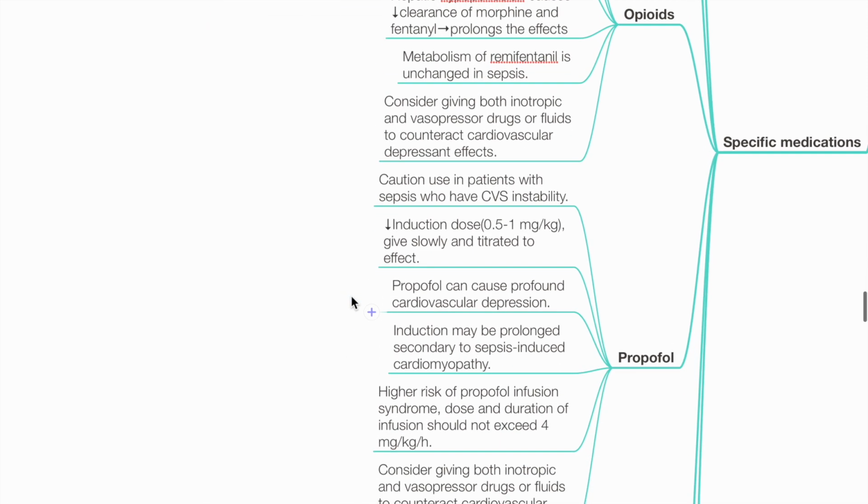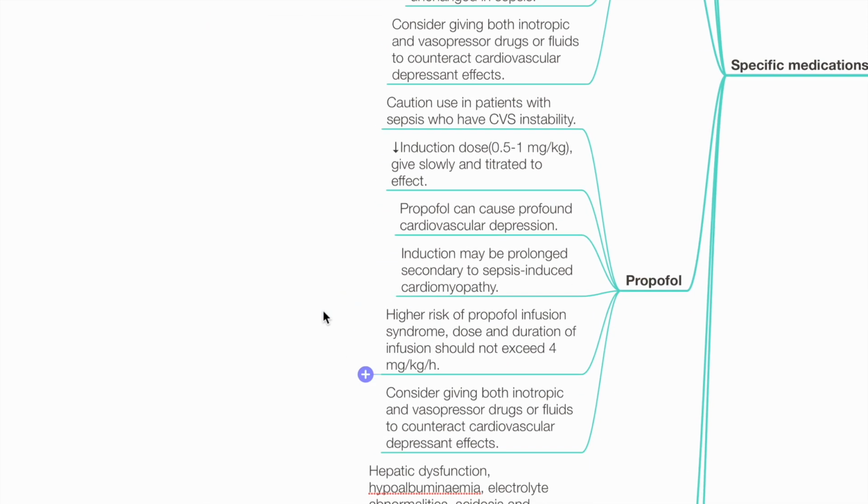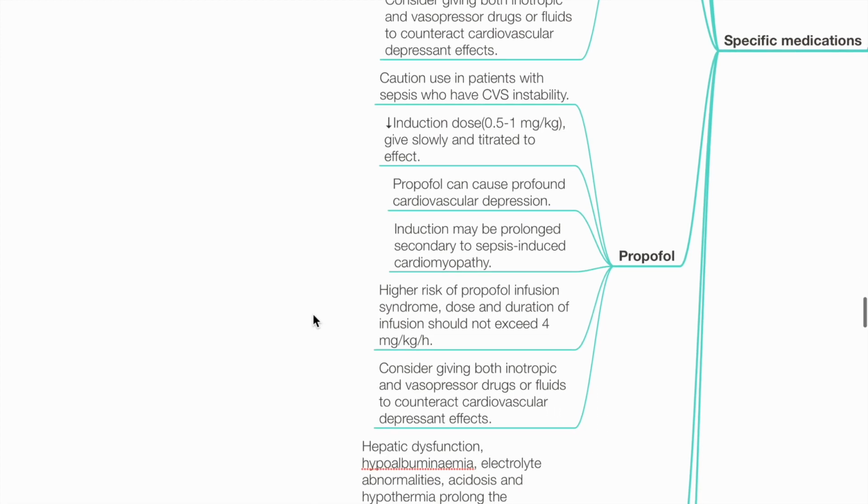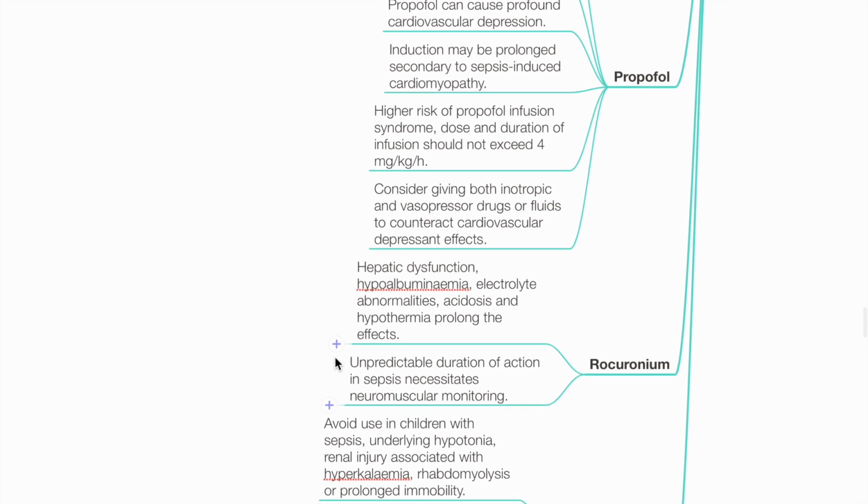Propofol: caution for use in patients with sepsis who have CVS instability. Induction dose should be lowered to 0.5 to 1 mg per kg, given slowly and titrated to effect. Propofol can cause profound CVS depression. Induction may be prolonged due to sepsis-induced cardiomyopathy. There is higher risk of propofol infusion syndrome. Infusion dose should not exceed 4 mg per kg per hour. Consider giving both inotropic and vasopressor support and fluids to counteract CVS depressant effects.